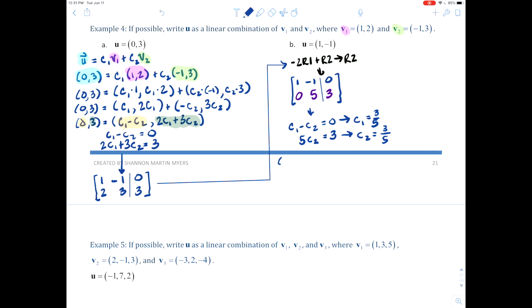And so we found that the vector u, which was 0, 3, is equal to 3/5 times v1, which was 1, 2, plus 3/5 times v2, which was -1, 3. Isn't that cool? And you can also check it out. If you check this mentally, you'll see that you do get 0, 3 when you do the computations on the right side. All right, so we're done with this problem.